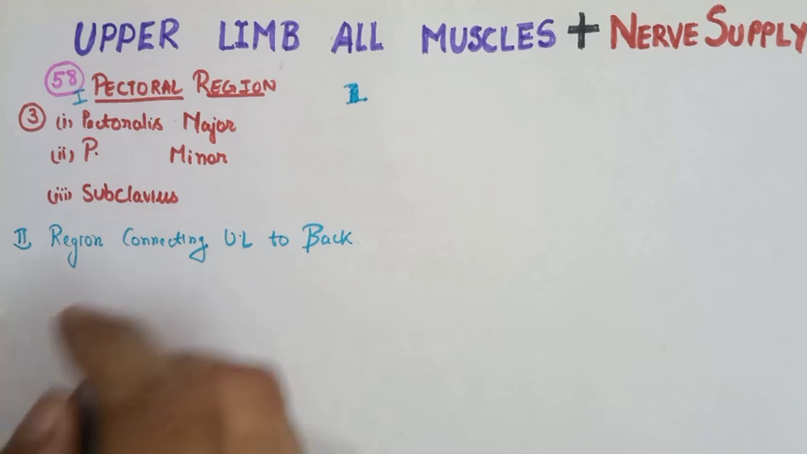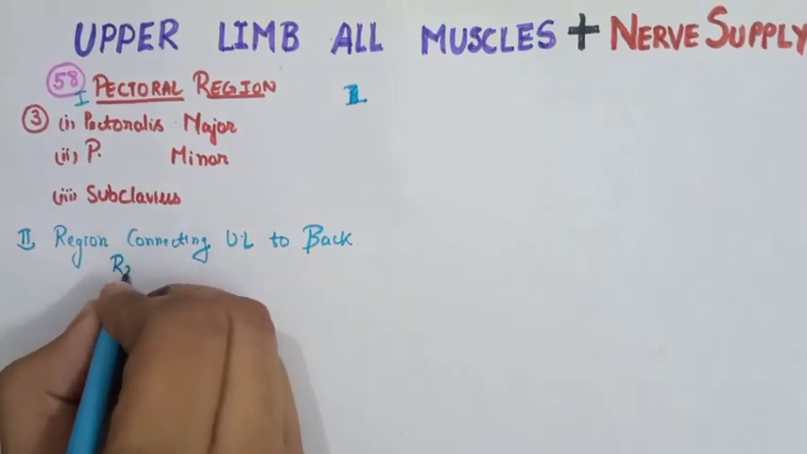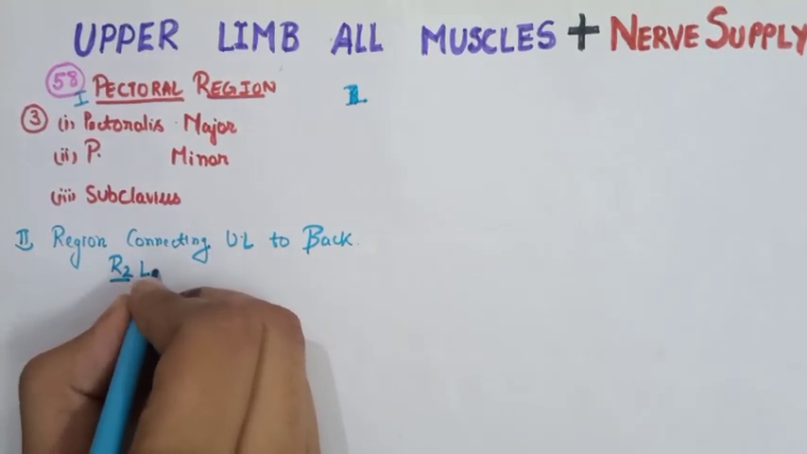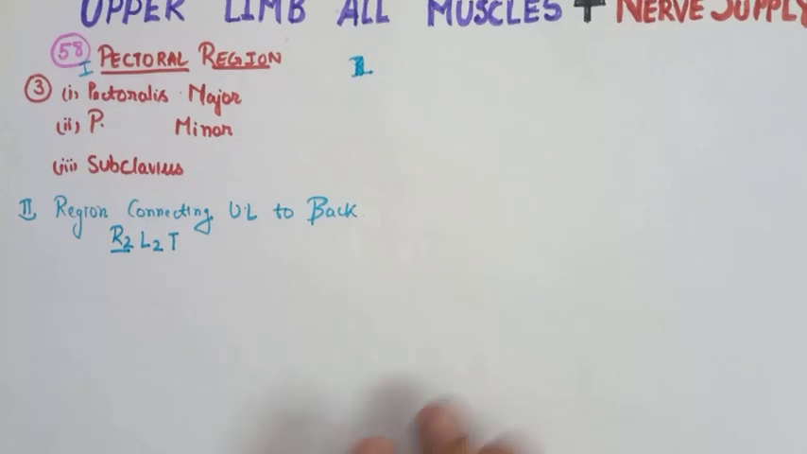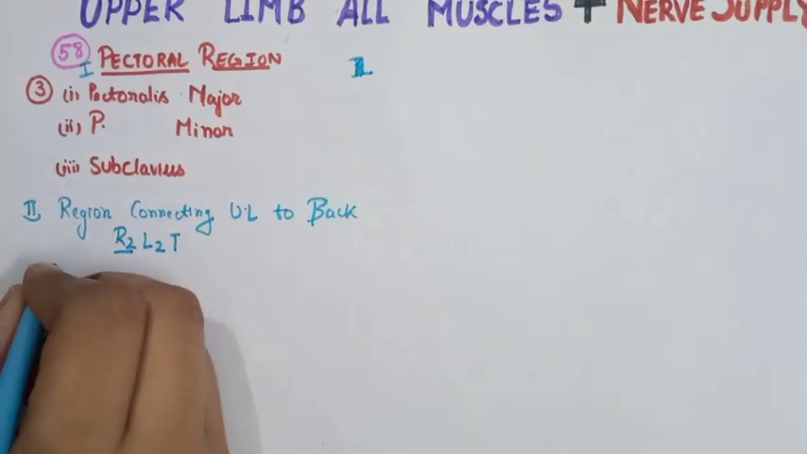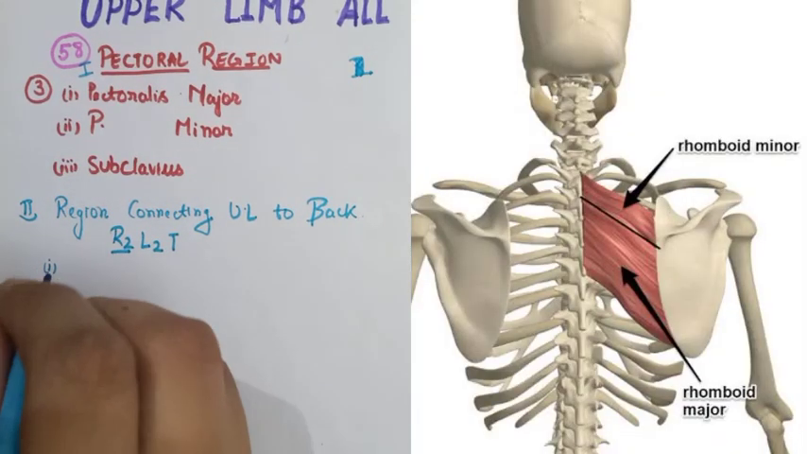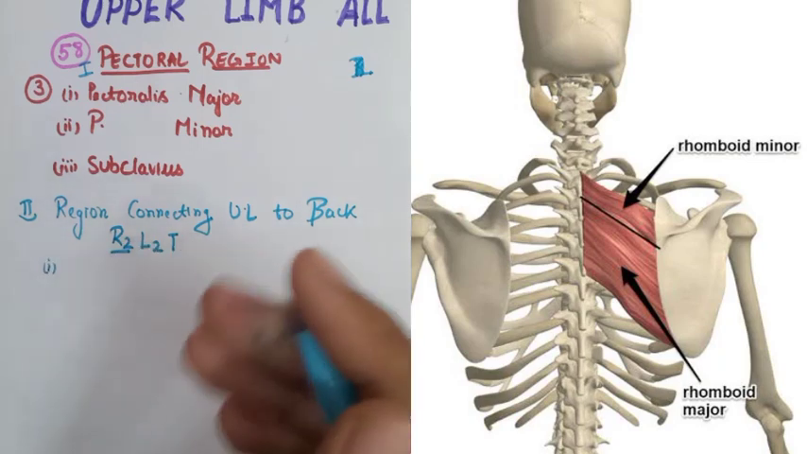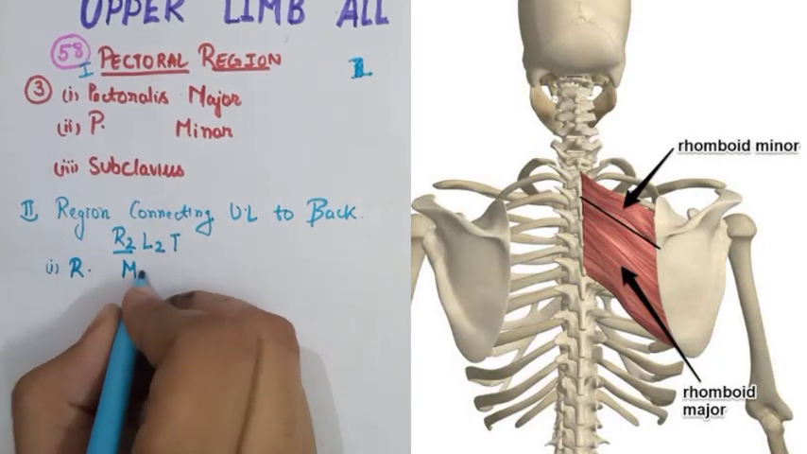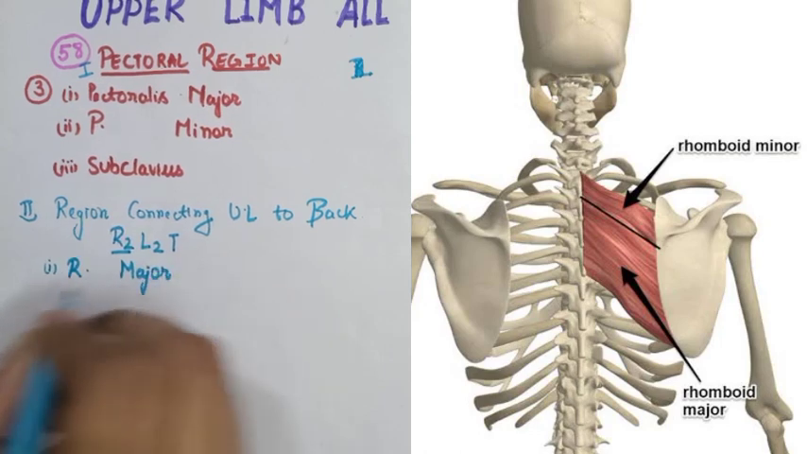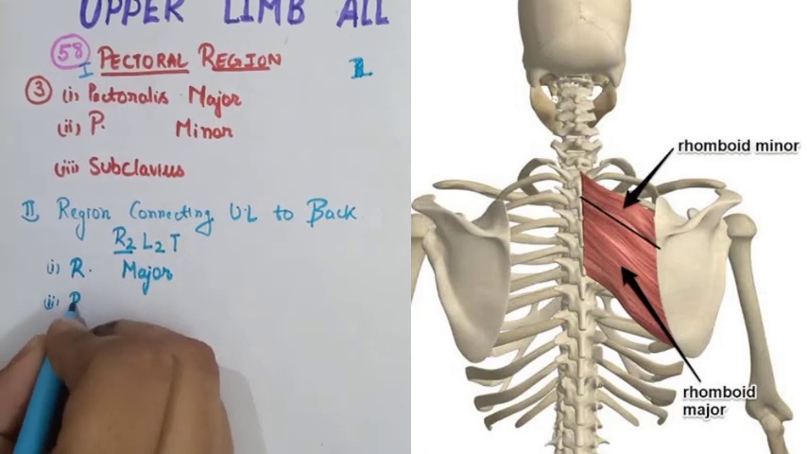The trick to remember is R2, L2, T. So we have 2 R's, 2 L's, and 1 T. The 2 R's are very familiar names that you might know: the rhomboids major and rhomboids minor. I am writing the short form: rhomboids major, and the second muscle of this region is rhomboids minor.